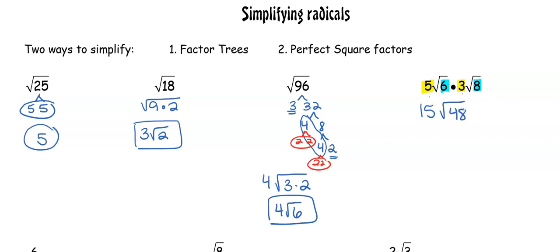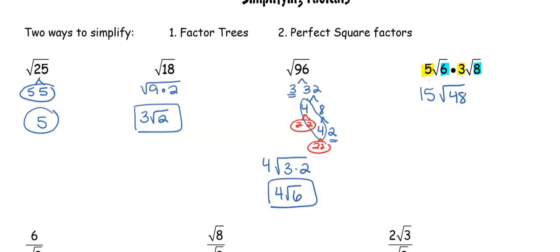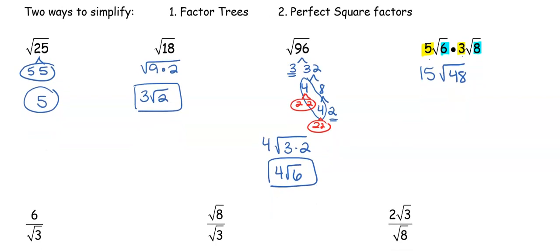Now don't think that just because you multiplied them, you're all done. Now you have to see if you can break it down. So 48 can be broken down. 6 and 8, 2 and 3, 4 and 2, 2 and 2. I've got a group of 2s. Here's my other group of 2s. And then I've got a 3 left over.